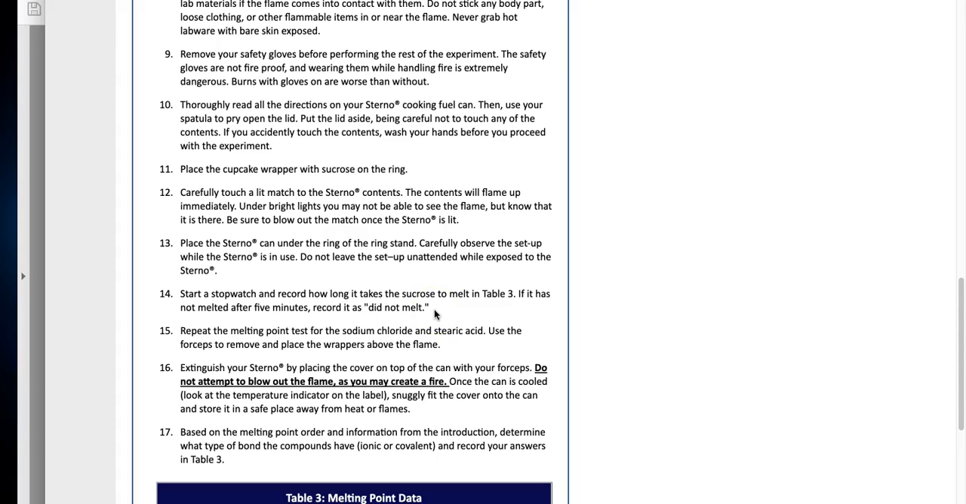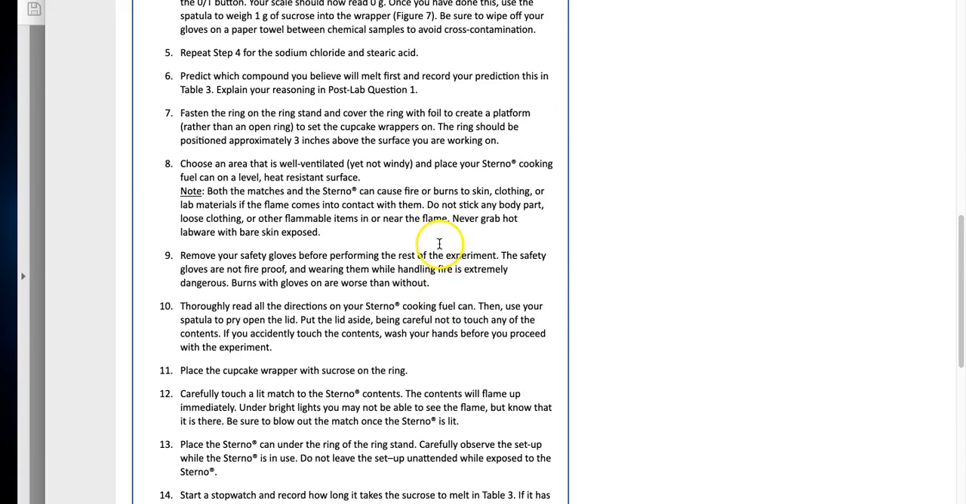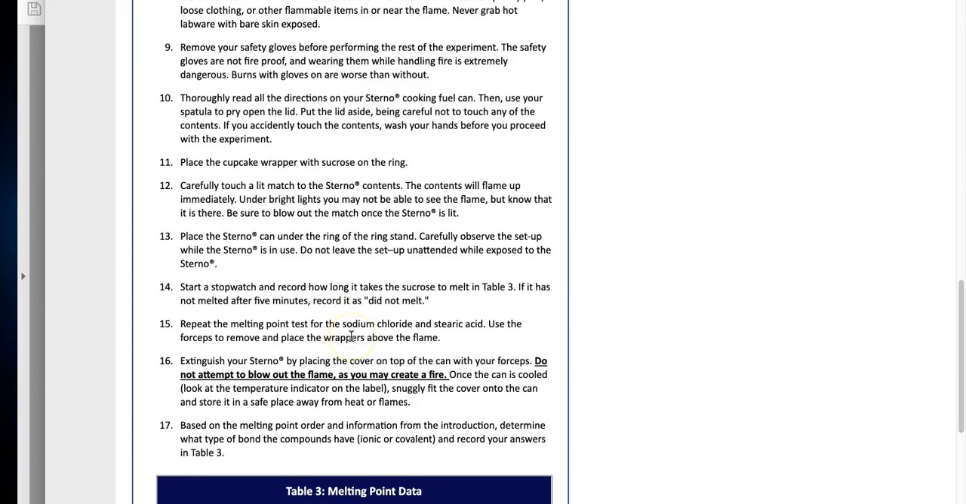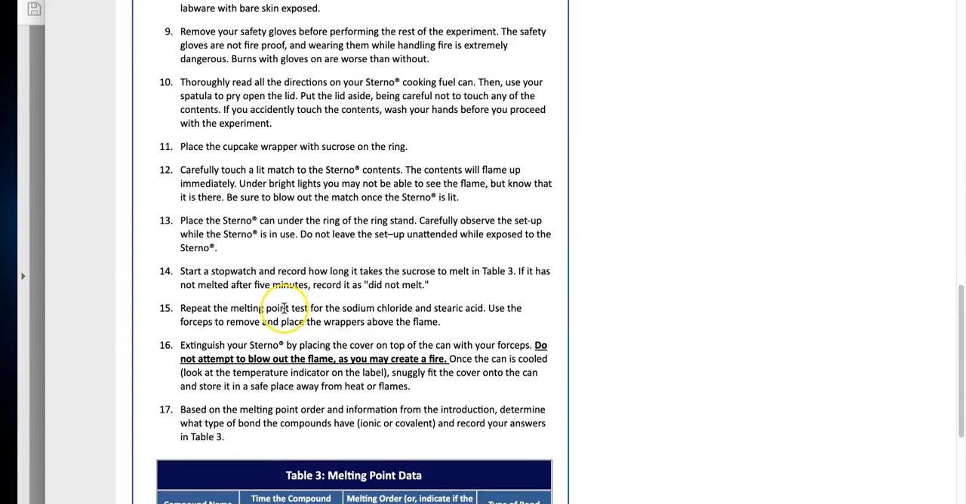Now, some students report none of them melt. That's not true. If your heat source is too far away from the cupcake wrapper where your solid is, it won't melt. So you need to make sure that you follow these instructions, that you're approximately 3 inches, no more, no less, above the surface. All right, see how long it takes to melt.